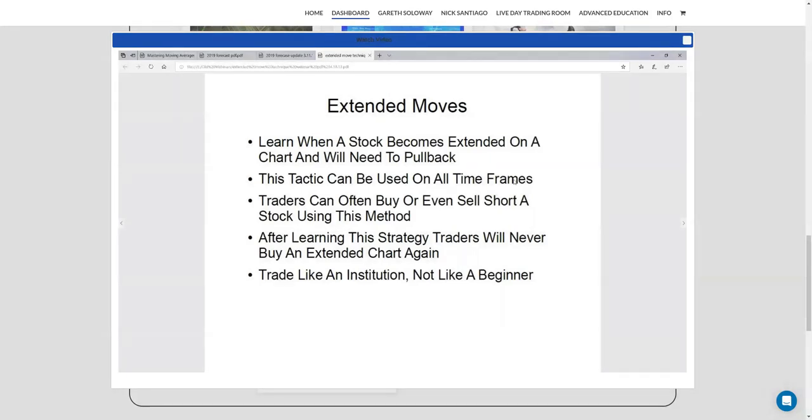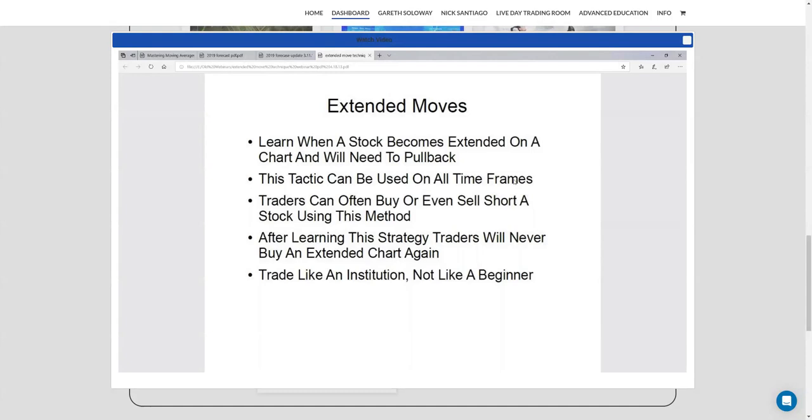This tactic can be used on all time frames, and it can be used for anything, right? You could use it for ETFs, futures, commodities, Forex. Same stuff applies. You can use this for everything. You could trade rocks. If I could chart out my son's baseball cards, we could trade it, right? You could always use these techniques for everything.